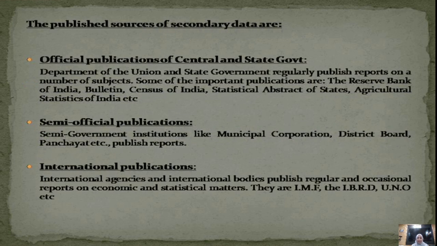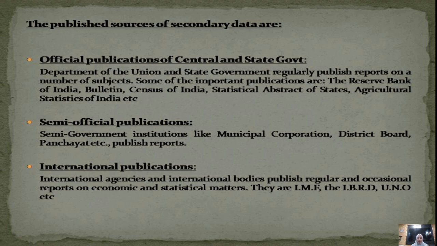The published sources of secondary data are, first, official publications of central and state government. Departments of Union and State Government regularly publish reports on a number of subjects, and important publications are the Reserve Bank of India Bulletin, Census of India, Statistical Abstract of States, Agricultural Statistics of India, etc.